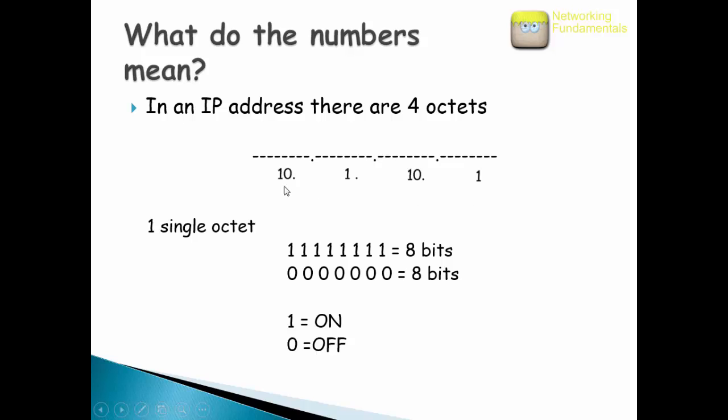Just to recap, you have an IP address here. You've got 8 bits: 1, 2, 3, 4, 5, 6, 7, 8. That is equal to 1 octet. And your bits are either ones or zeros, where one means it's on and zero means it's off. Okay, so let's go a little bit deeper.